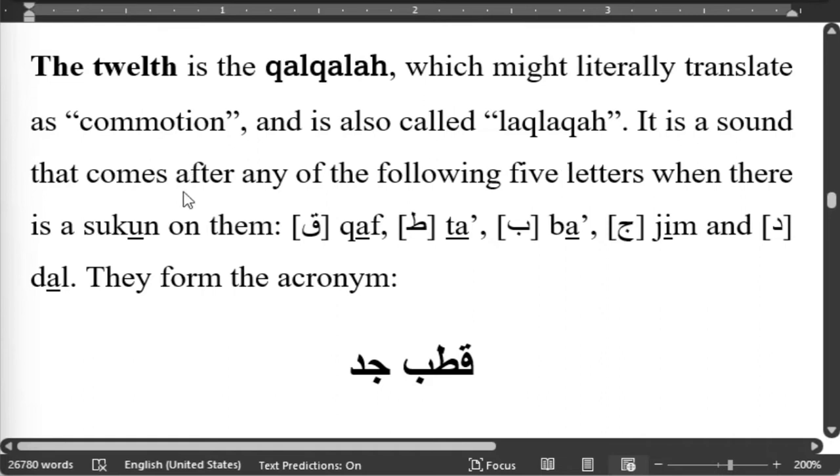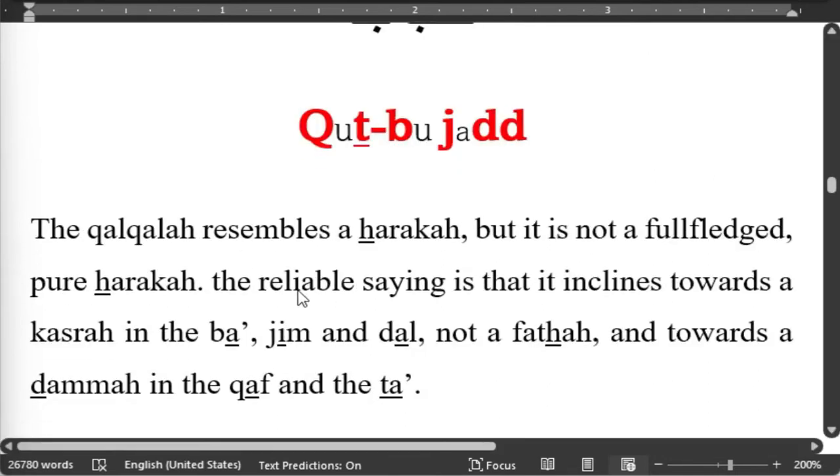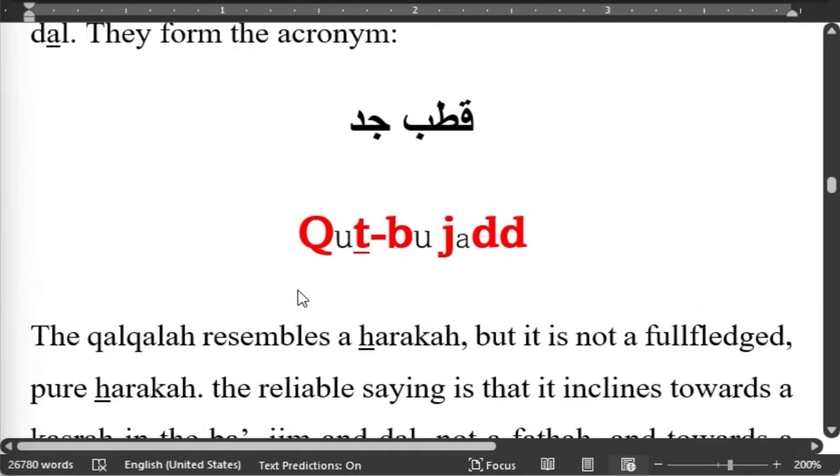It is a sound that comes after any of the following 5 letters when there is a sukoon on them: qaf, ta, ba, jim, and dal. They form the acronym qutbu jaddi.